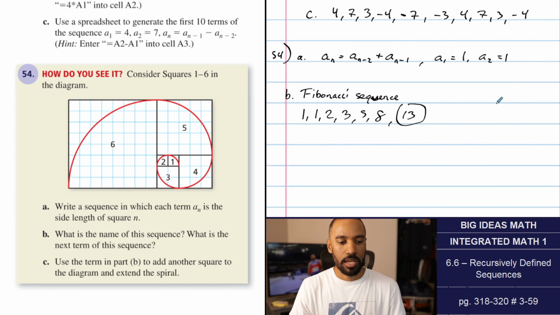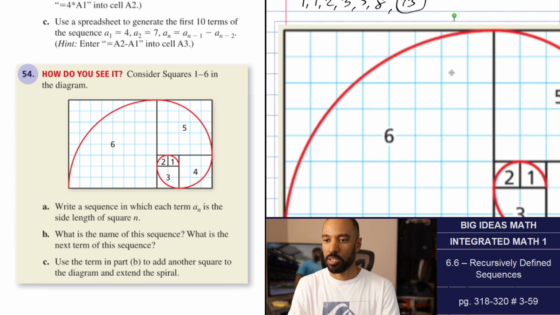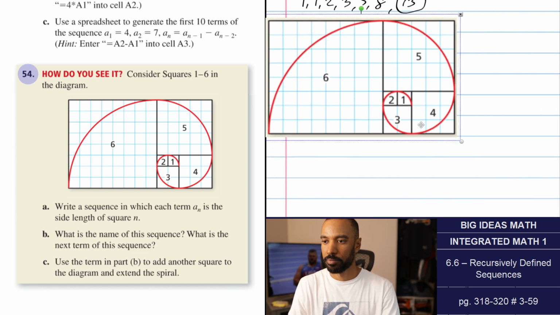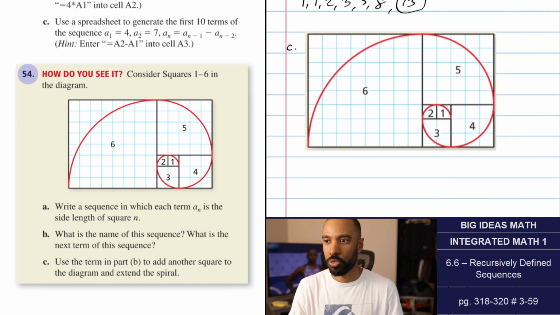Okay, part C, use the term in part B to add another square to the diagram and extend the spiral. So in this case, I'm going to copy paste this thing. I would basically take what we have, and then extending the spiral, you can see it kind of connects the whole thing to make another square on top of what's already there. So here, I could basically make another square that does this.